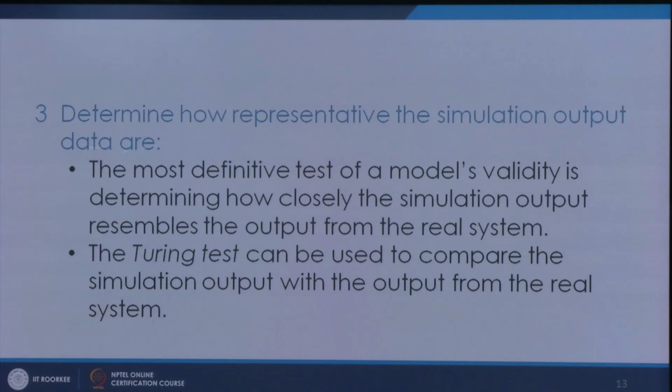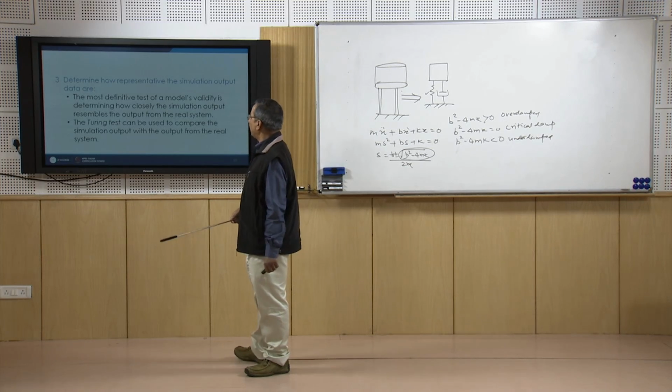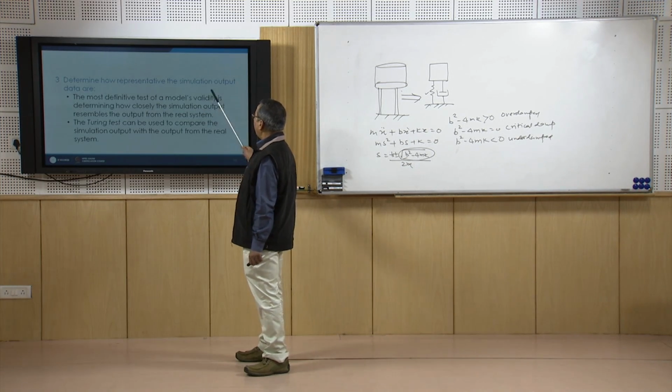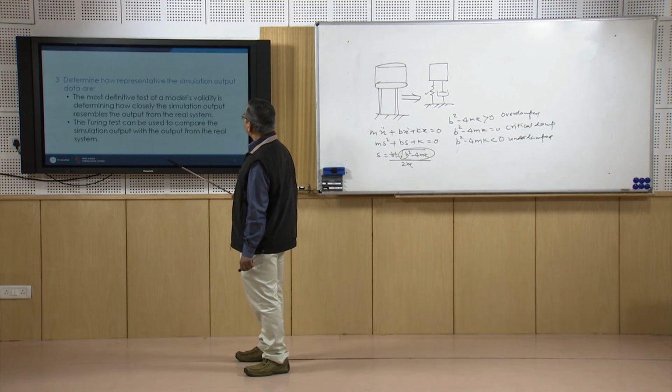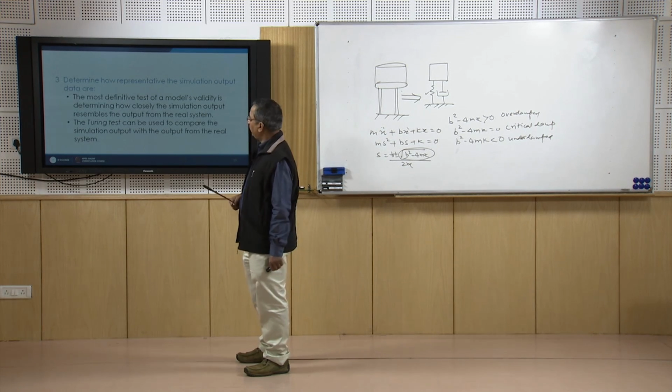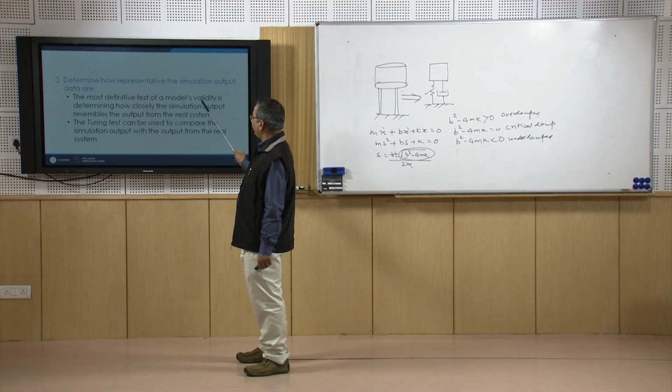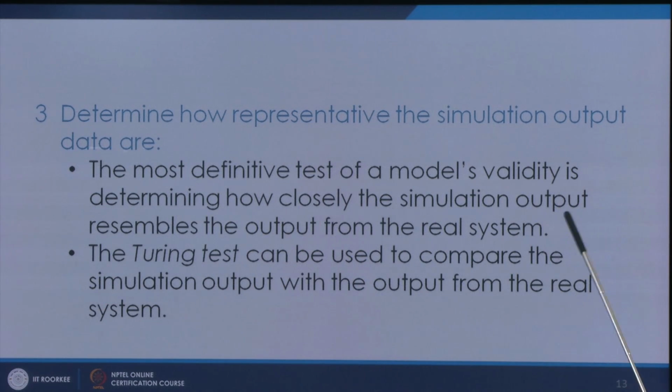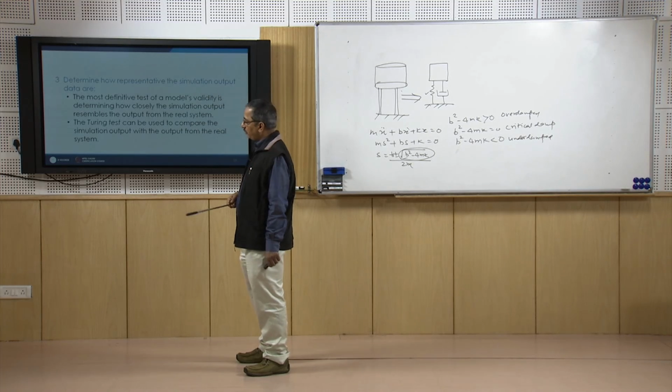The third step is to determine how representative the simulation output data are. The most definitive test of model validity is determining how closely the simulation output resembles the output from the real system. So, this is the most representative of the simulation output data.